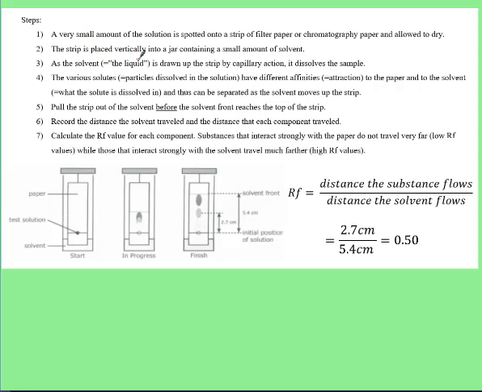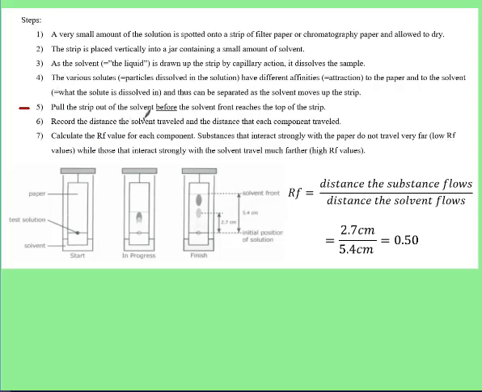As the solvent or the liquid is drawn up the strip by capillary action, it dissolves the sample. The various solutes, which are the particles dissolved in the solution, have different affinities or attraction to the paper and to the solvent, which is what the solute is dissolved in, and thus can be separated as the solvent moves up the strip. So as it's moving up the strip, it's separating them based on their attractions to either the paper or the solvent.